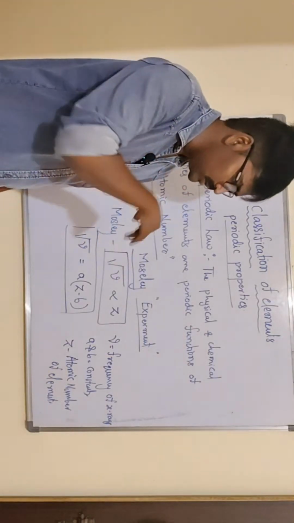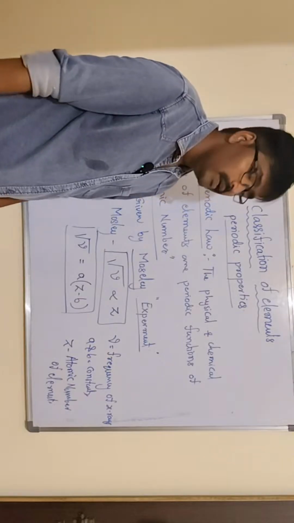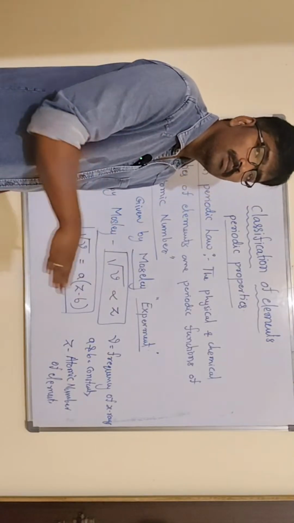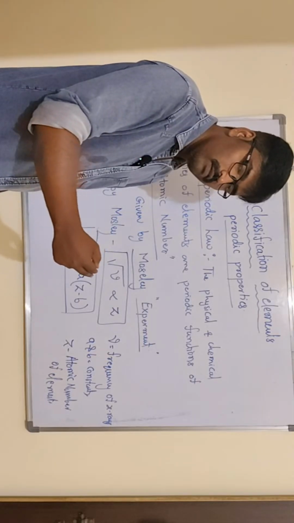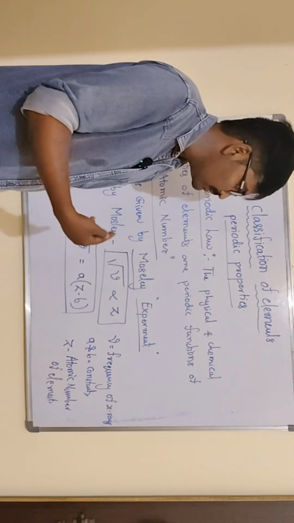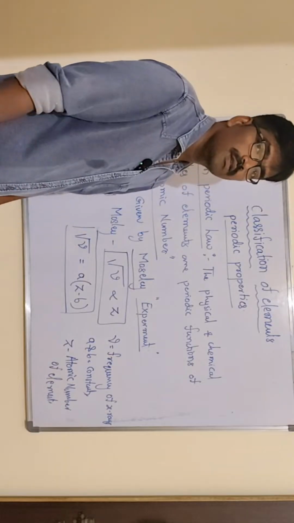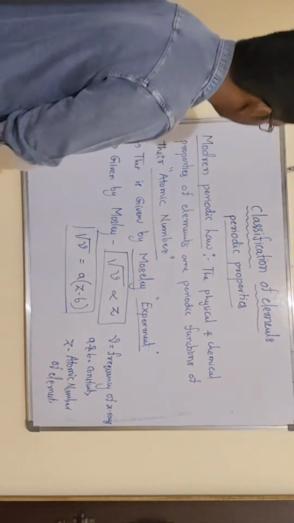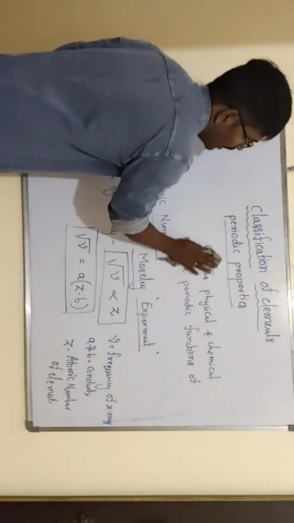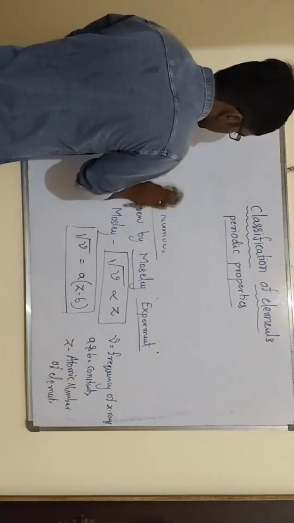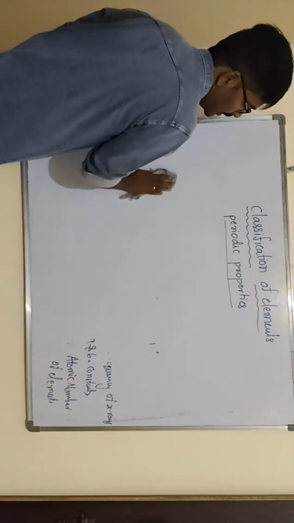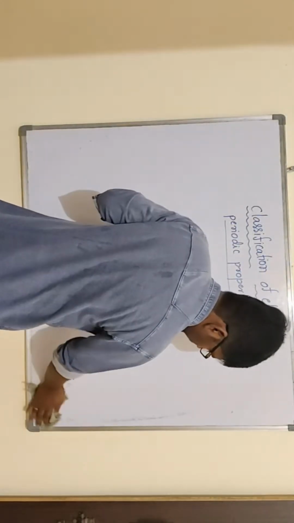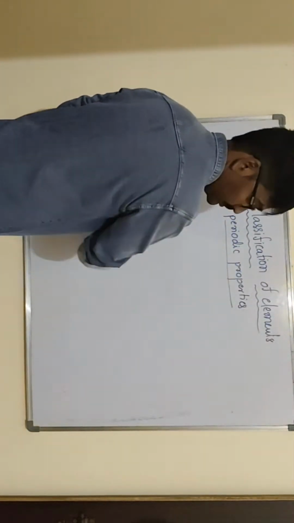he passed X-rays through them. Then, as the atomic number increases, the frequency of X-rays also increases. So he took a graph for them: atomic number versus frequency of X-rays.